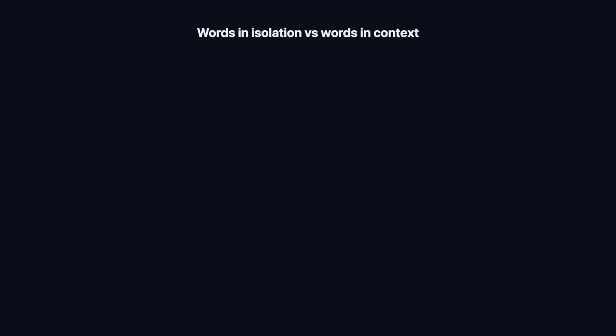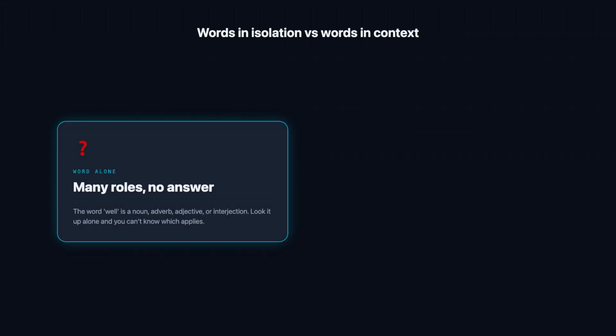Here's the core mistake to avoid, laid out as a contrast. Treating each word in isolation looks tempting, but it falls apart fast. The word well can be a noun, an adverb, an adjective, even an interjection. Look it up alone, and you can't possibly know which one applies, because the answer was never in the word itself. It was always sitting in the words around it, waiting to be read.